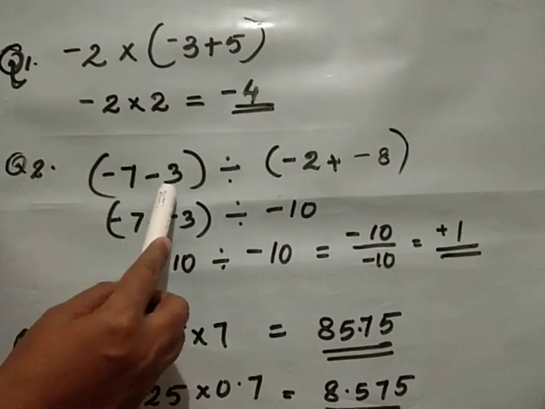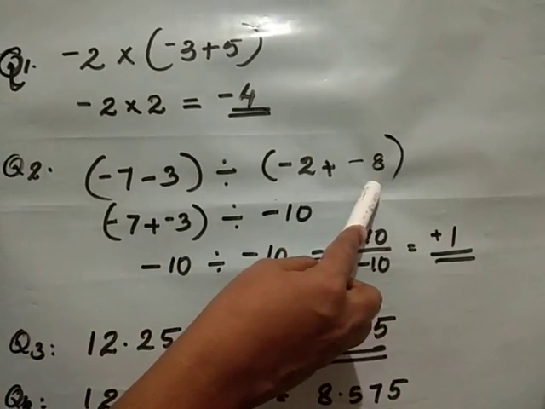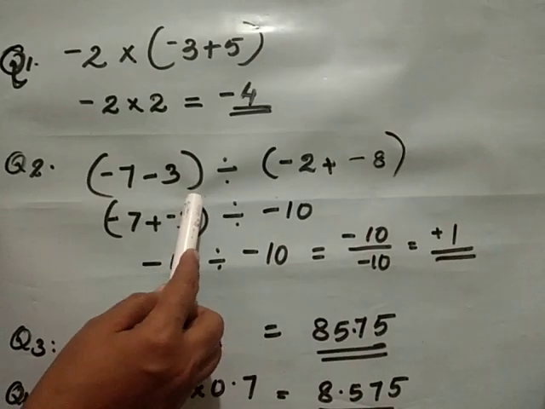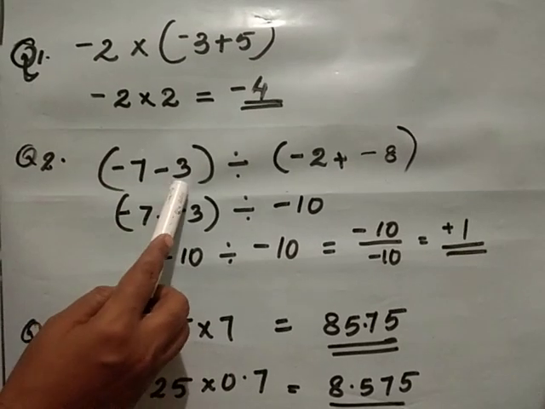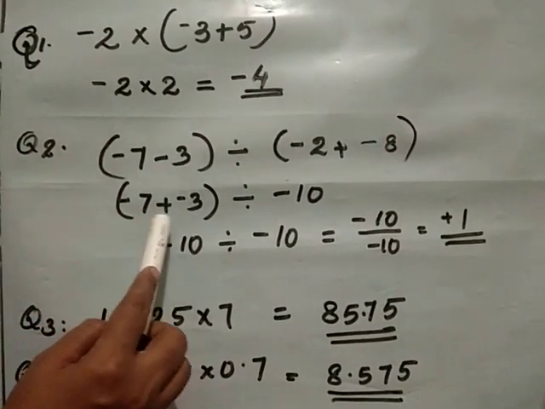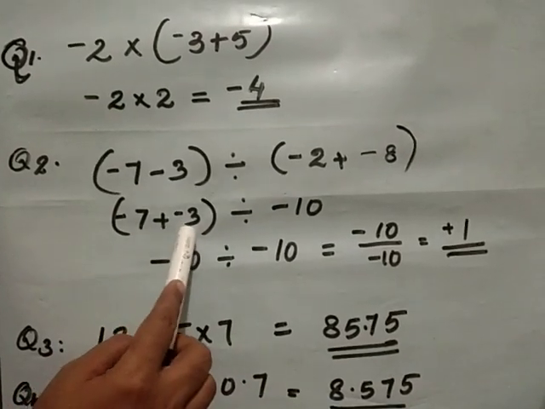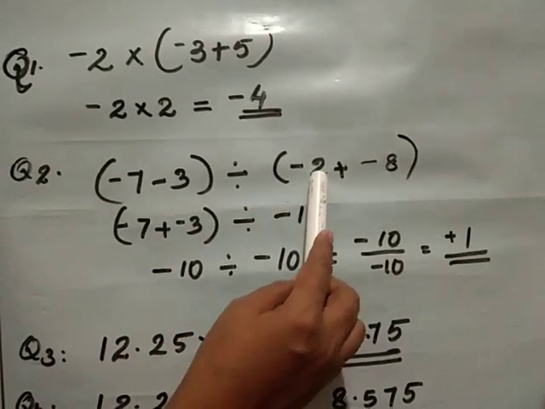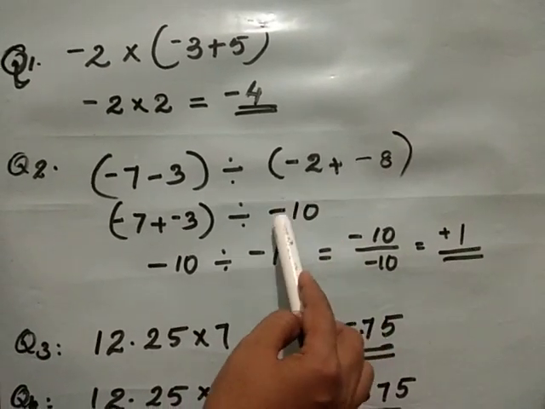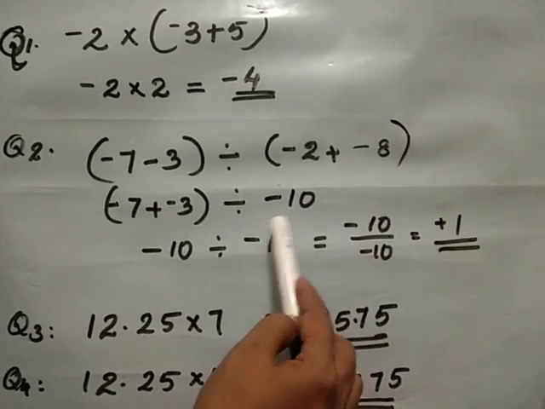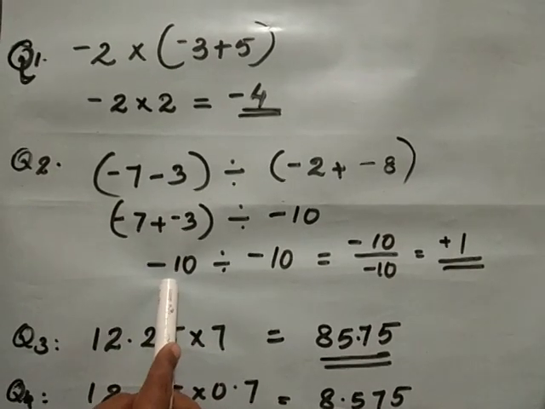Negative 7 minus 3 divided by negative 2 plus negative 8. To simplify this question, first we do the bracket inside problem. Negative 7 minus 3 is the same as negative 7 plus the additive inverse of 3, that is negative 3. So negative 7 plus negative 3, divided by negative 2 plus negative 8. Two negative integers adding type: we get negative, add the digits, negative 10. So negative 7 plus negative 3 gives negative 10.